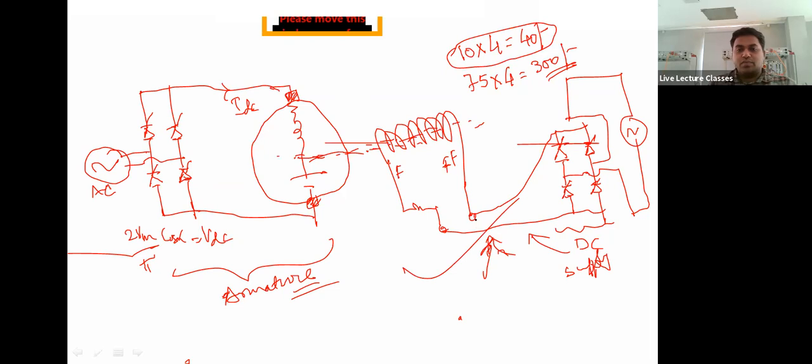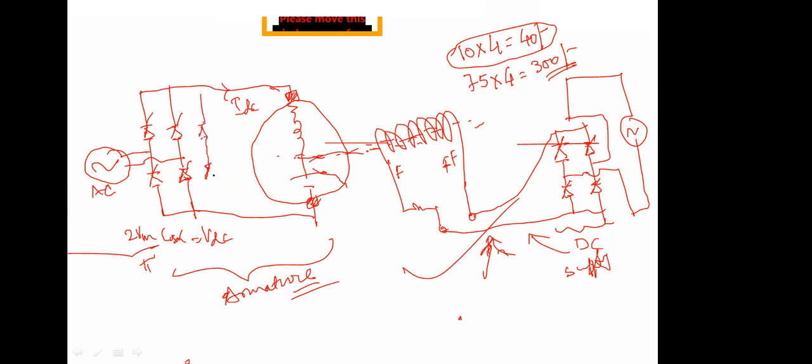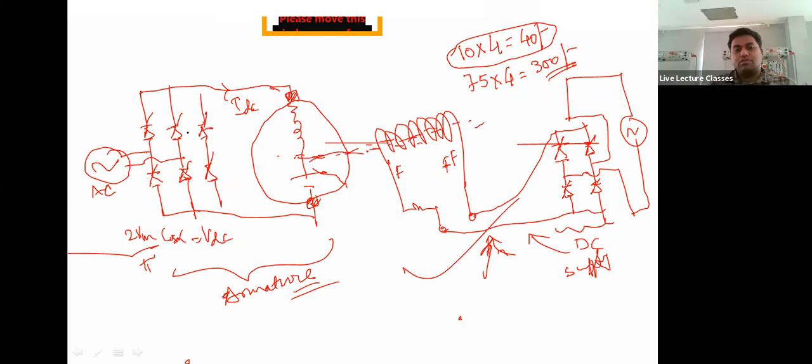Now there are two ways to control it. We will see to it later. And here you can add another bridge if it is three phase. If it is single phase, then only this much. If it is three phase, then this also gets added up. Hope you remember it.